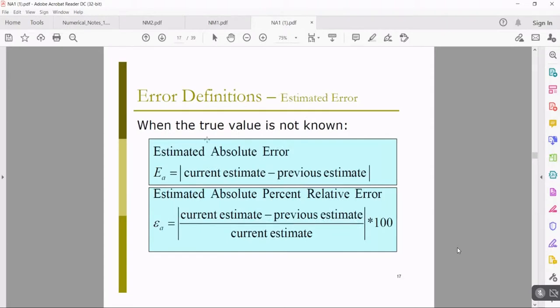Then we have the estimated error. How are we defining this? Using the current estimate and the previous estimate. In true error we are using the true value, but in the estimated absolute error we are using the current estimate, like here x11, and this is x10. So this is the way we obtain the estimated absolute error, and this is the estimated absolute percent relative error: current estimate minus previous estimate, divided by current estimate, times 100.